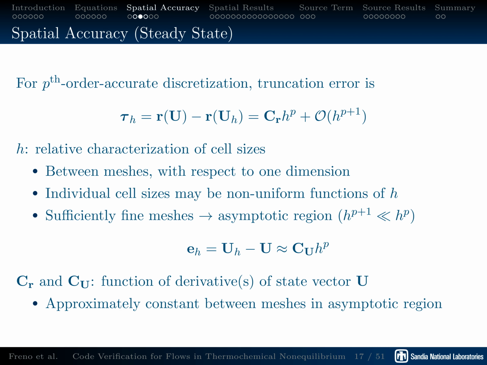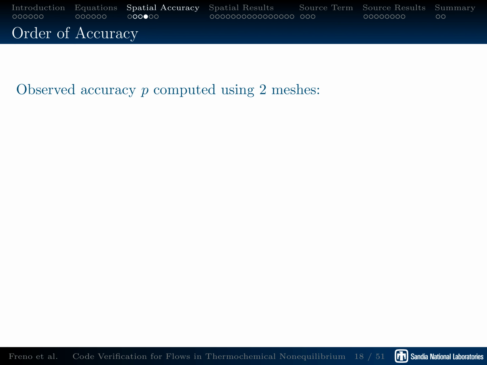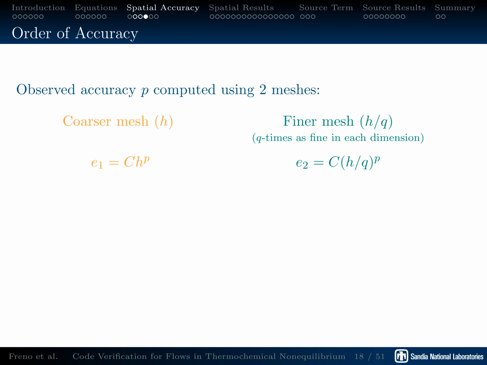For a pth order accurate discretization, the truncation and discretization errors can be modeled by a coefficient times h to the power p, where h is a relative characterization of cell sizes along one dimension. We can compute the order of accuracy from two meshes: a coarser mesh, characterized by mesh size h, and a finer mesh that is q times as fine as the first, characterized by a mesh size h divided by q. We can compute p by taking the logarithm of the ratio of the errors divided by the logarithm of the ratio of the mesh sizes.